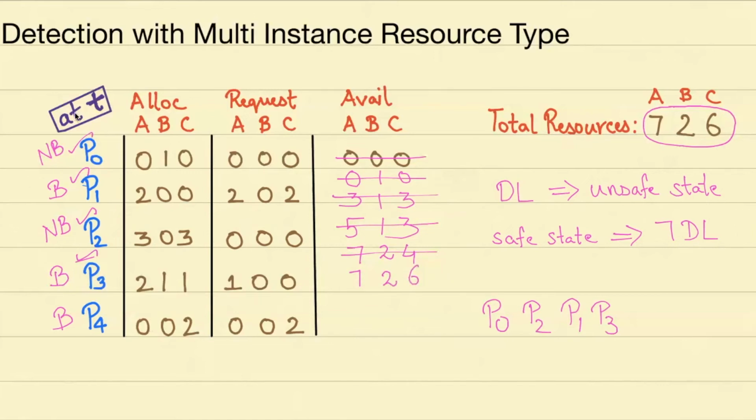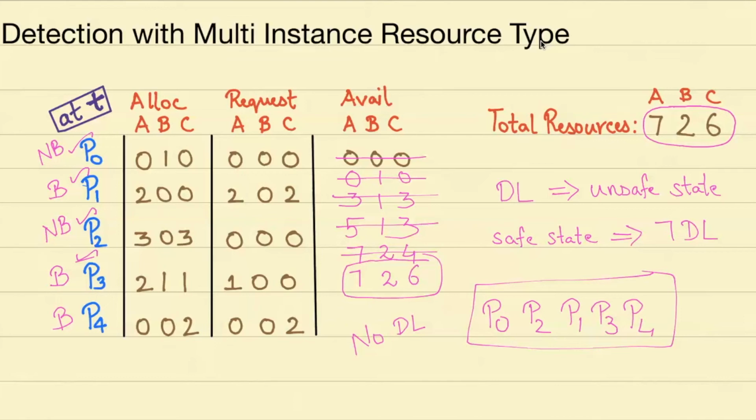See here, after completing all the processes, what am I getting? 726, which was my total resources initially. Fine. So this is one of my safe sequences. For this example, there is a safe sequence, so there is no deadlock. I can say there is no deadlock with multiple instance resource type.